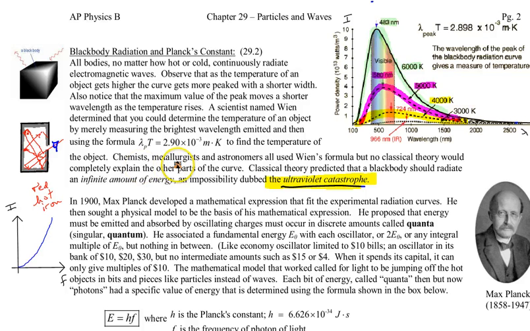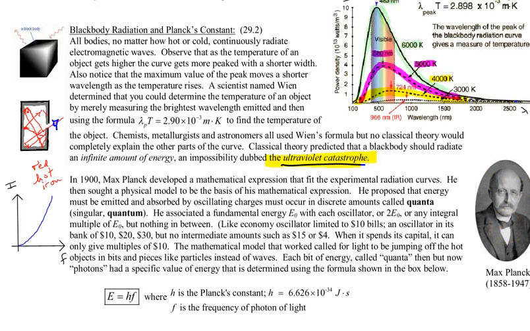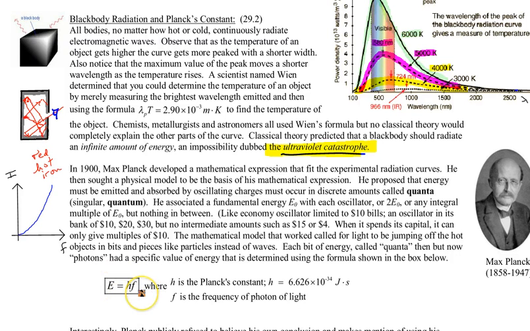Chemists and metallurgists and astronomers could use this formula, but it couldn't be explained by classical theory. So we really needed another theory to come around to explain this. And this is where Max Planck comes in. This German scientist found a mathematical expression, which you can see written down here, that fit this blackbody radiation curve.